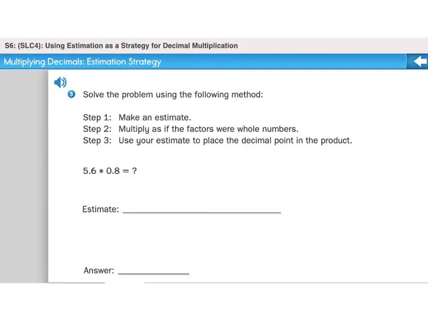For number 3, we have 5.6 times 0.8. So my estimate for 5.6 is going to be 6, and my estimate for 0.8 is going to be 1. So 6 times 1 equals 6. That's going to be my estimate.